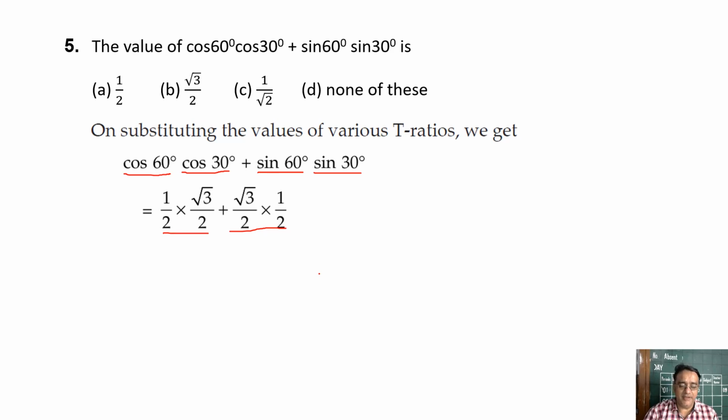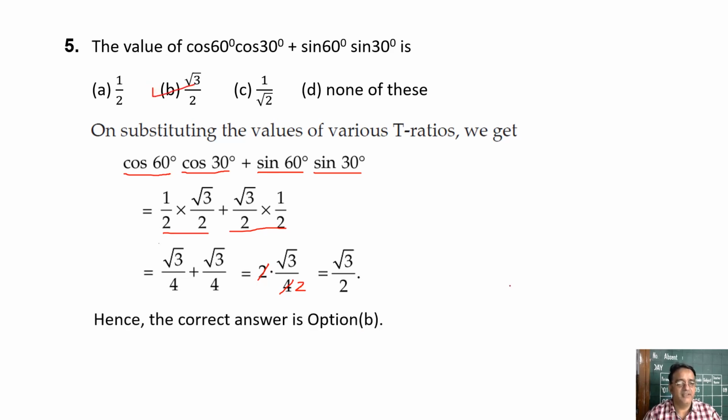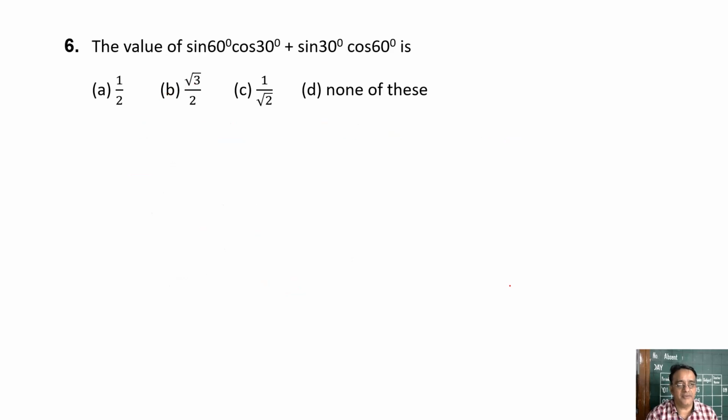So root 3 by 4 plus root 3 by 4 will become 2 times root 3 by 4. So we can cancel this. So we are getting root 3 by 2 as the final answer. So which option is the correct one? Option B, right. So now we are moving toward question number 6.